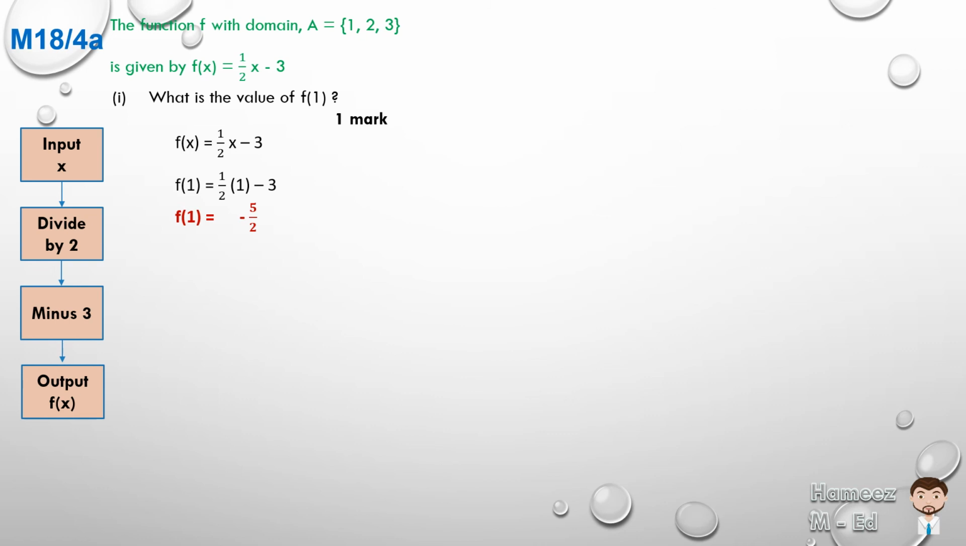Let's put it in the flow diagram and see if it also works. If the input is 1, then we divide by 2. We get 1 over 2, which is a half. And then we minus 3. And that will give us the same output, minus 5 over 2.